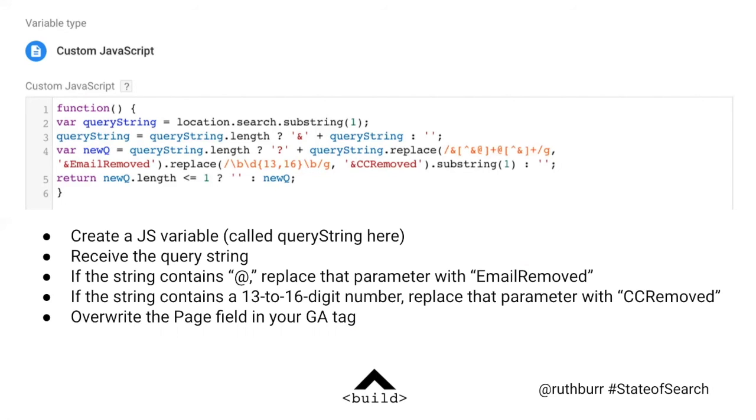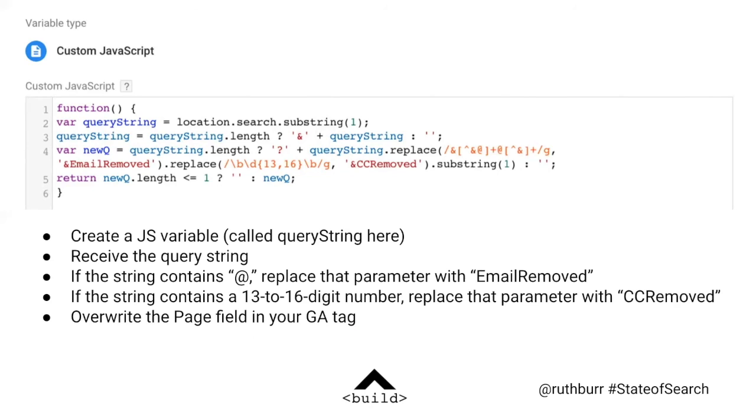Instead, you say, go get it, and instead of returning it verbatim, you are going to return it verbatim unless it contains an @ sign, which means it probably has an email. You're going to replace that with "email removed." Or if it contains a 13 to 16 digit number, which is probably a credit card number, you can replace that parameter with "CC removed." And that will strip out those two parameters while keeping the rest of the query string intact.